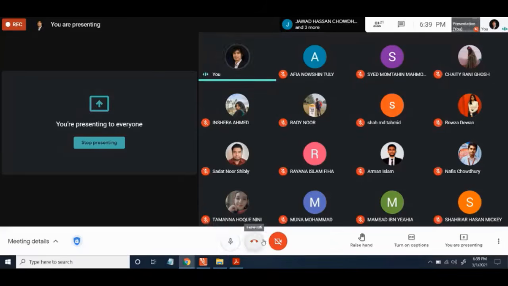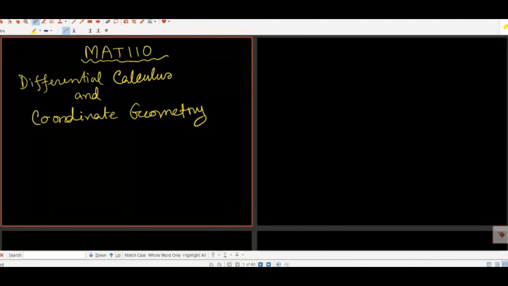So hello everyone, we are here for Math 110 and the title of this course is Differential Calculus and Coordinate Geometry. That means you can understand that we have two parts that are attached. These two parts are the two different fields. So we have one part that is differential calculus and we have another part coordinate geometry. So this is my very first session with all of you and I will try to discuss or hold the sessions in a way that you feel like we are in campus.